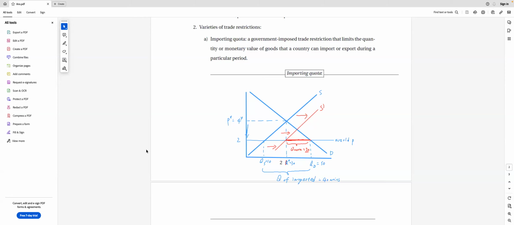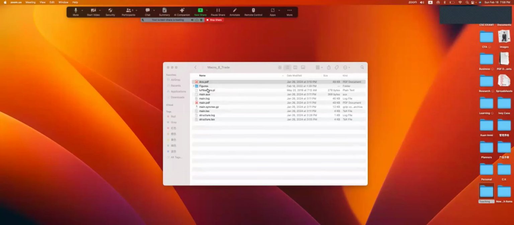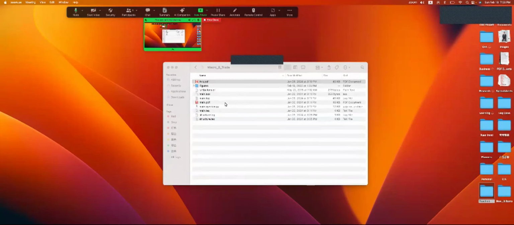Okay, so this is note number 6. Any other questions about note number 6? No questions, guys? If no questions, let's do some written response.